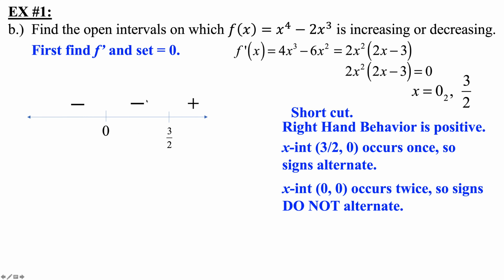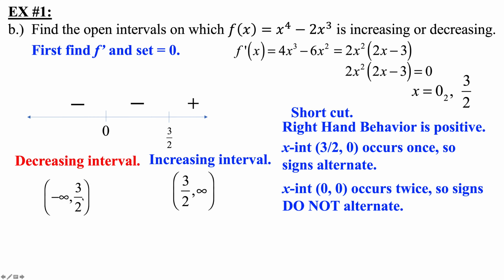So since both of these are negative, this interval here is decreasing over here to the right of 3 halves, that's increasing. So 3 halves to infinity, we increase. From negative infinity to 3 halves, we decrease. I don't know about you, but that's a lot quicker than testing point values. Don't you think? I do. Good. Thanks for agreeing with me.